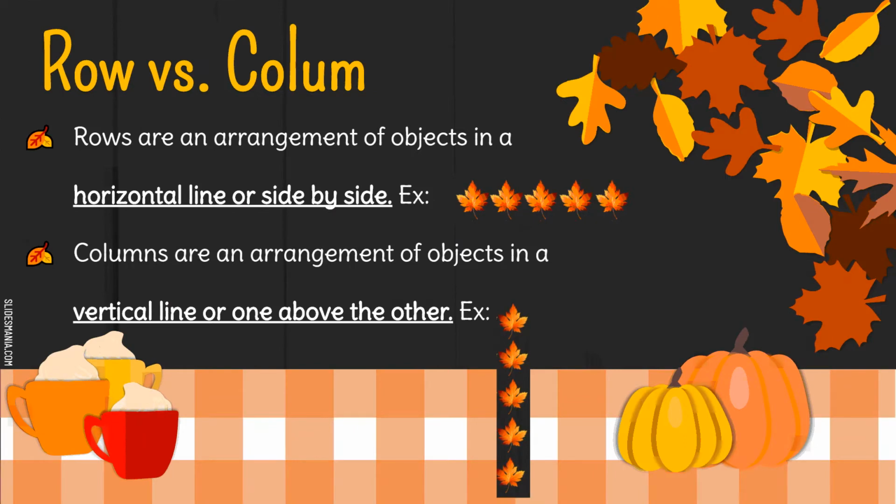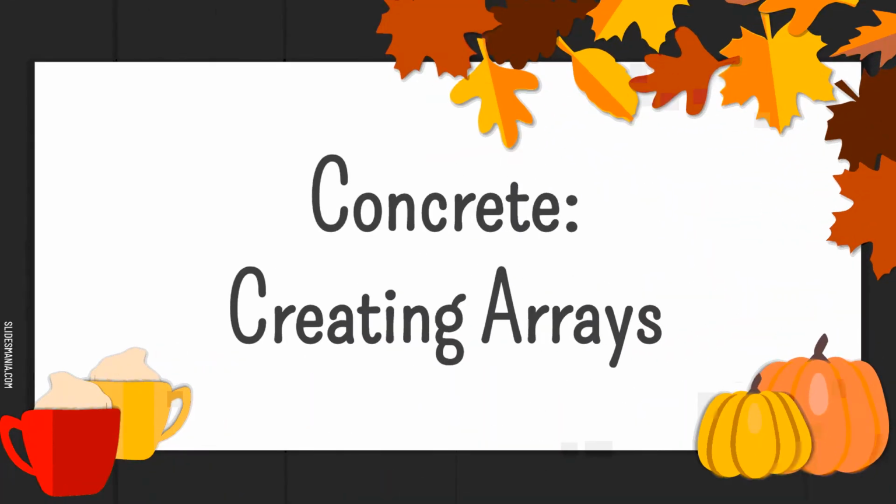One thing we want to make sure that our students are aware of is the difference between a row and a column. Rows are an arrangement of objects in a horizontal line or side by side. Columns are an arrangement of objects in a vertical line or one above the other. Now let's go ahead and take a look at our first example on creating an array using the concrete approach.